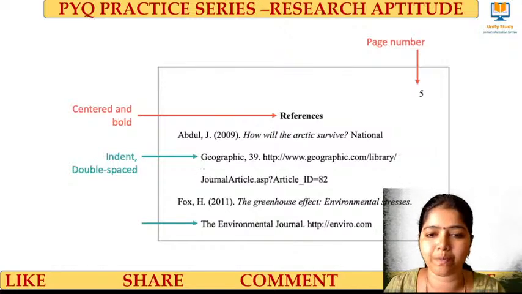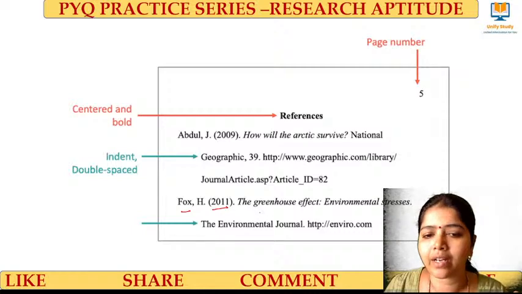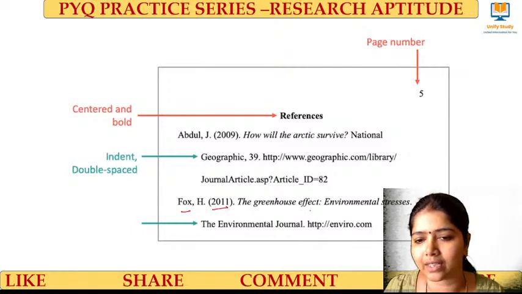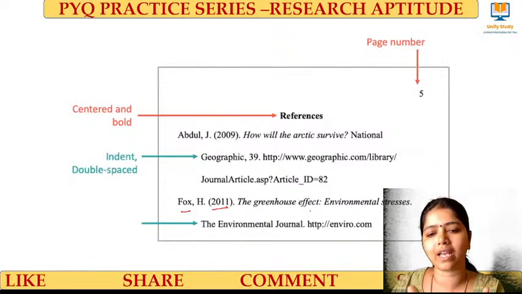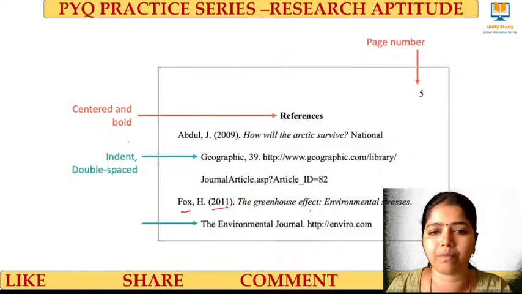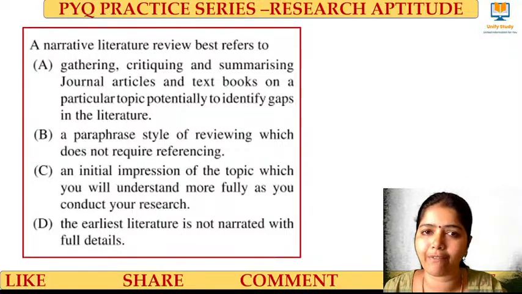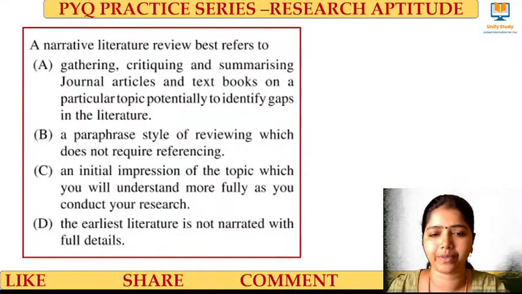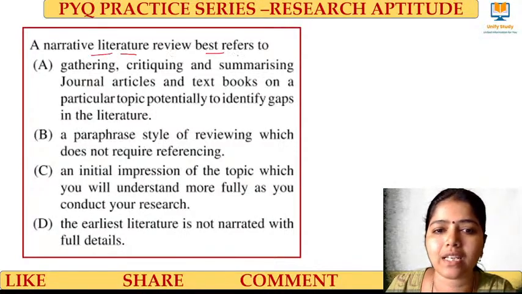We'll be talking about the spacing, author name, year, which has to be in brackets, and in italics we have to write the title, right? And then the journal name, and then comes the address, right? This has to be the APA citing format. Next question. Similarly, we have MLA format. Similarly, we have Chicago format. Next question. A narrative literature review best refers to what?